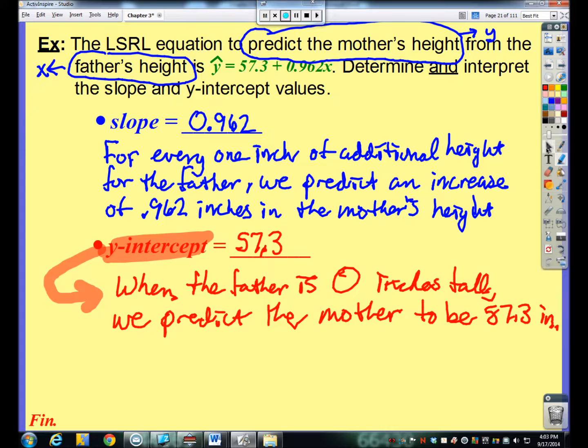All right, so that is all for this video. And again, in the next video, we'll talk about how we actually get this equation. We'll talk about how to get it with the calculator and how to calculate it by hand when given certain information.